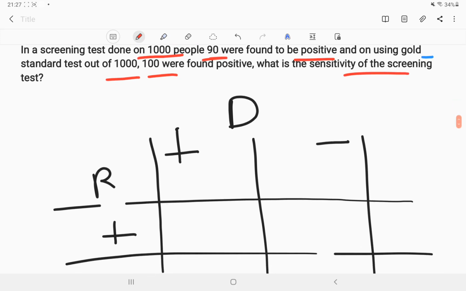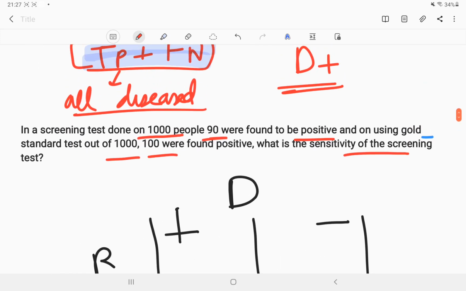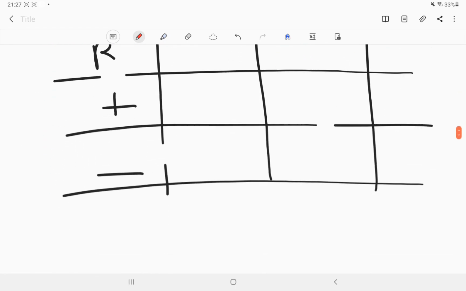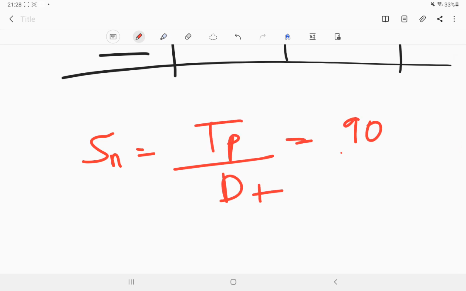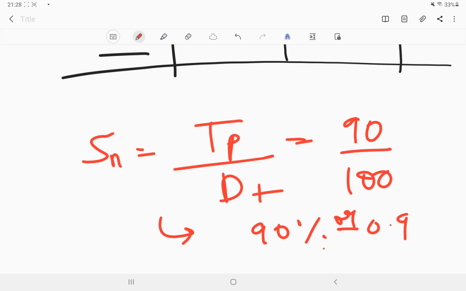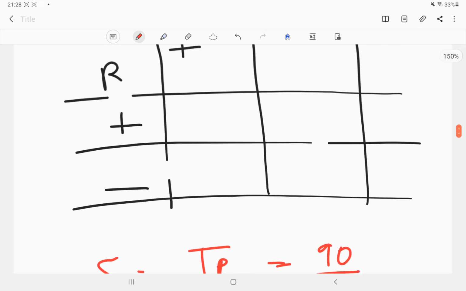So I don't think you need a 2x2 table for that. I just drew it, but it's very straightforward. So 90 people are true positives, okay, and the total people who are diseased is 100 according to the gold standard, right? So we know that sensitivity is equal to true positive upon whole of disease positive, which is 90 upon 100, which can be 90% or 0.9, right? So this is how you calculate sensitivity of a particular test.